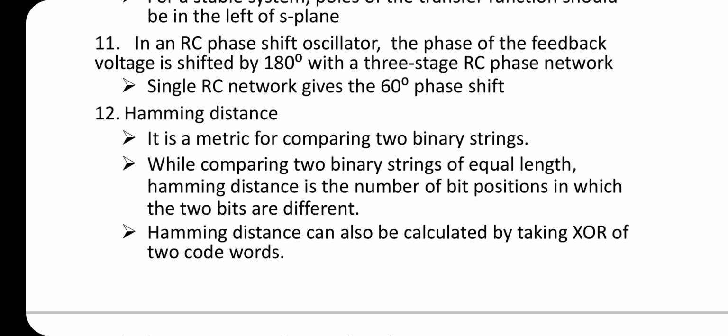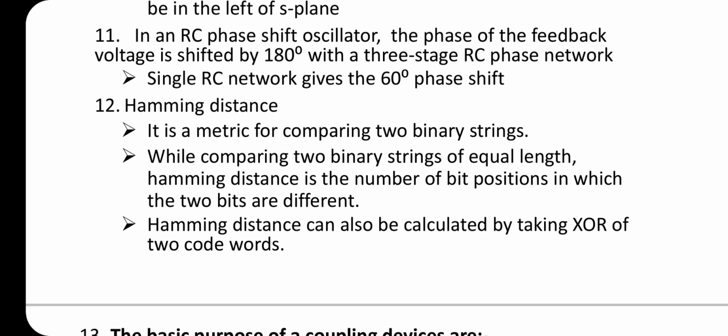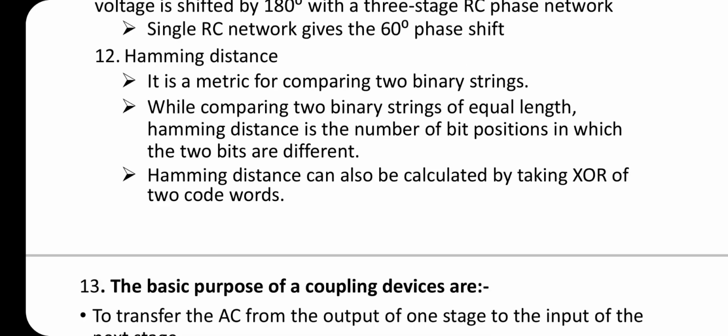Hamming distance. It is a metric for comparing two binary strings. While comparing two binary strings of equal length, Hamming distance is the number of bit positions in which two bits are different. Hamming distance can also be calculated by taking XOR of two code words.